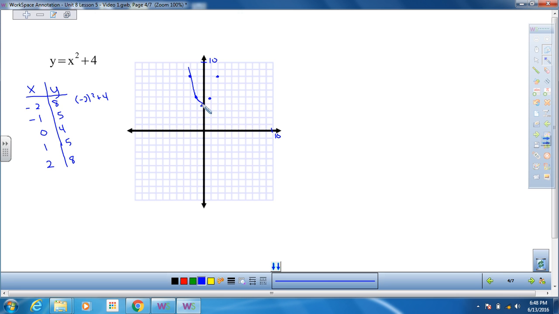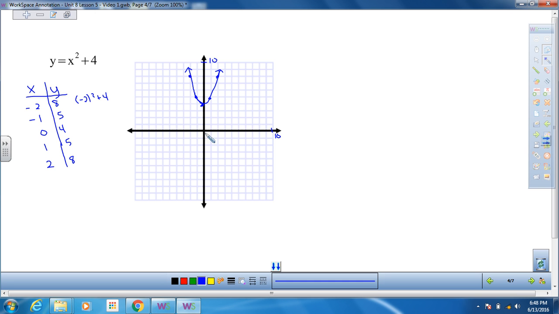Okay, so here's my graph. I didn't mention before, but this U shape actually has a special name. It's called a parabola. So here's my parabola. It opens up. And from the parent function, we've just shifted it up 4.